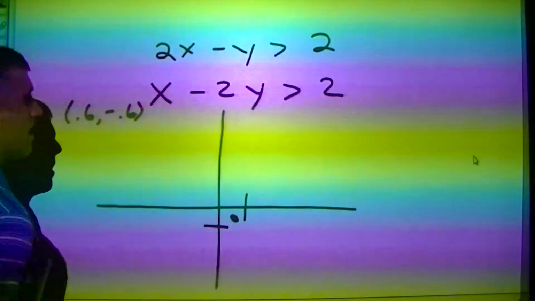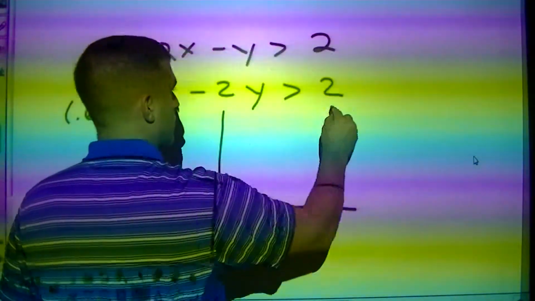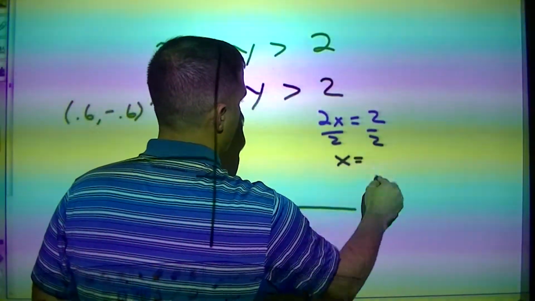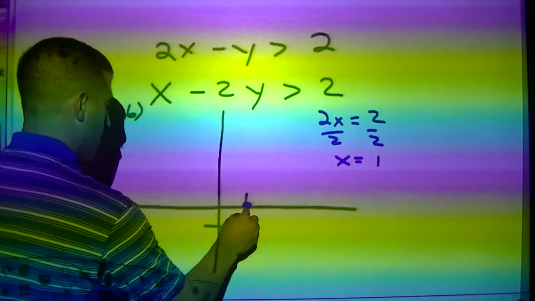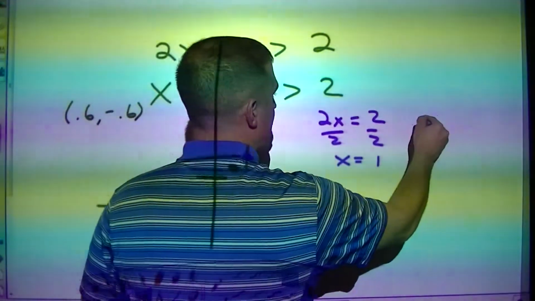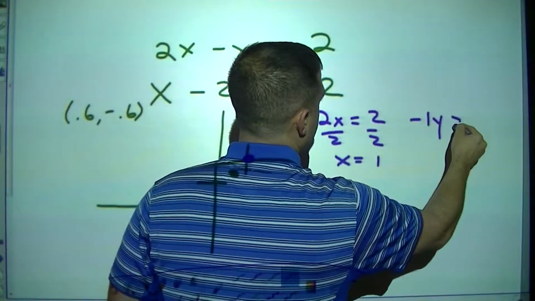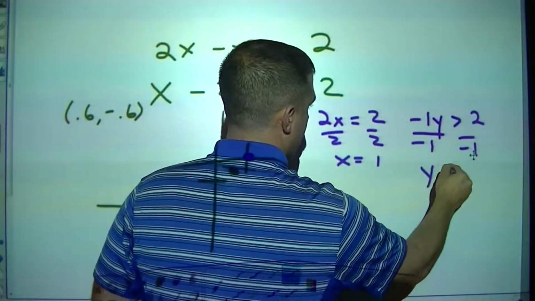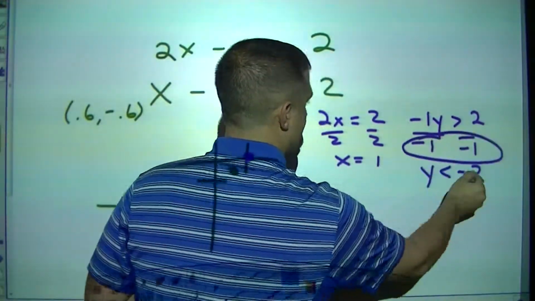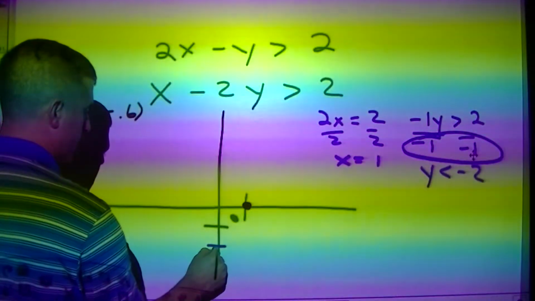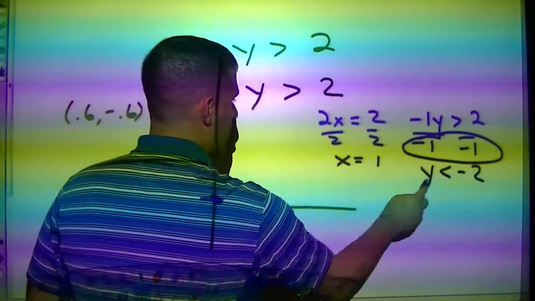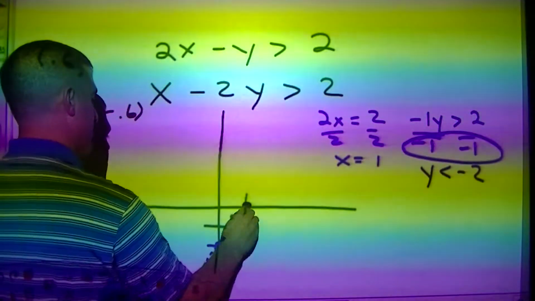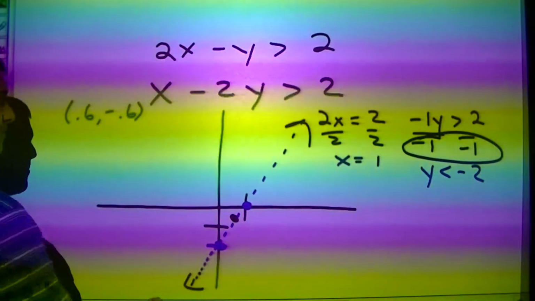Now, what I want to do is solve each one of these. So that's 2x equals 2. That's x equals 1, so that's right here. Now, on this one, that's a negative 1y is greater than 2. When I divide by a negative, that flips around that inequality. So I'm going to shade down with that one, but we'll get to that in a second. Because it's one of those, it's going to be a dashed line.